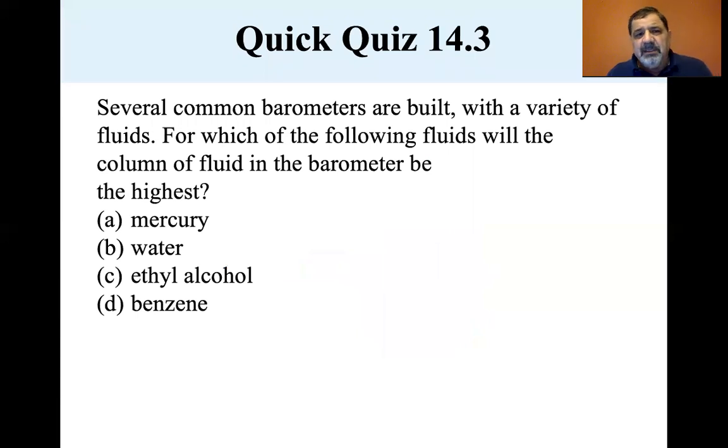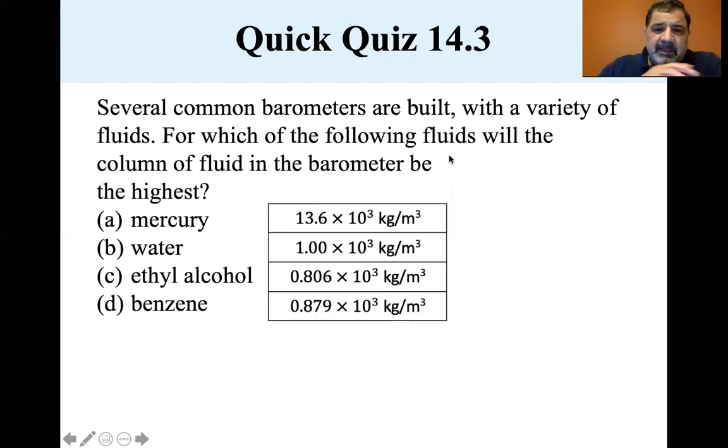So let's do a little quick quiz here. Several common barometers are built with a variety of fluids. For which of the following fluids will the column of fluid in the barometer be the highest: mercury, water, ethyl alcohol, or benzene? Which of these would be the highest? Well, unless you committed the table that was given up above to memory, you won't get this answer. So I'll cheat and give you the densities of these different materials.